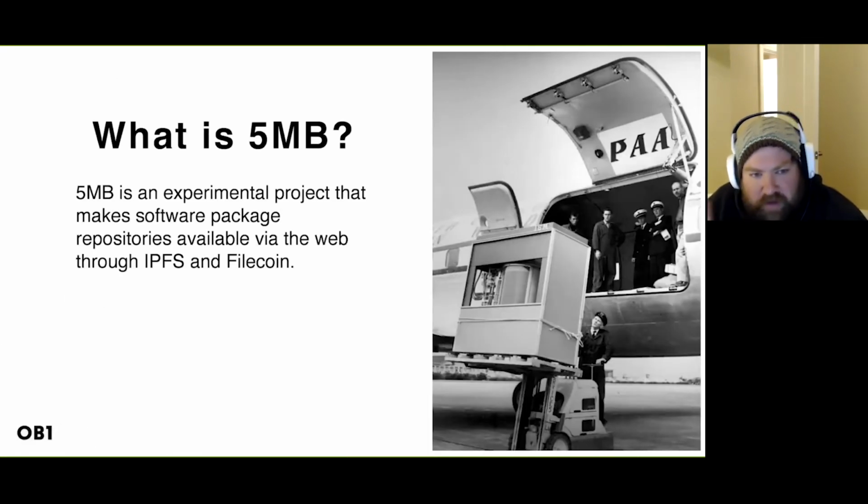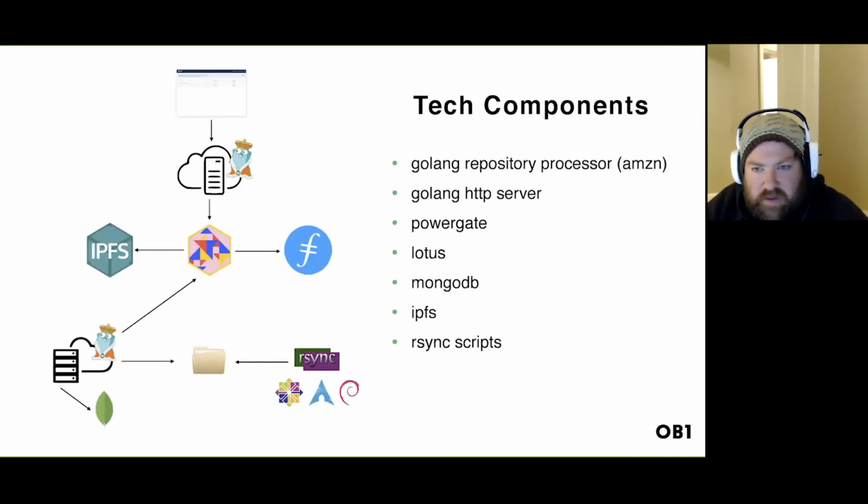So this is 5MB. It's a little project that we've put together. It's a tool for managing really large data sets and getting them into Filecoin and helping retrieve them, and we'll go over how we're doing that. So we've got this command line tool, the AMZ, I named it. There's a web server involved. We're using PowerGate and Lotus. There's a database involved, IPFS, this sort of stuff.